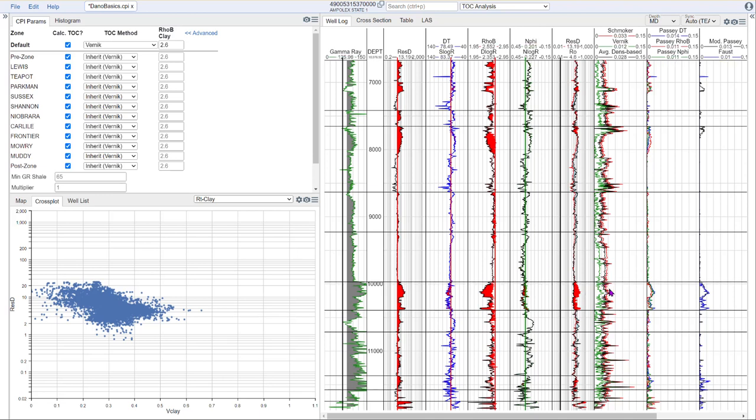I've actually found that both Schmoker and Vernik work really well in the Midland and Delaware basins. They don't seem to work quite as well in formations like the Niobrara, and I wonder if that's not due to its more marly nature.